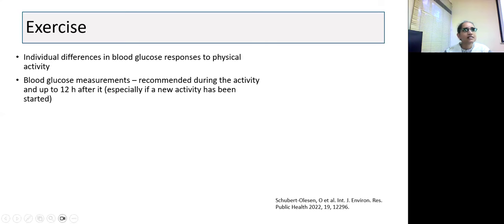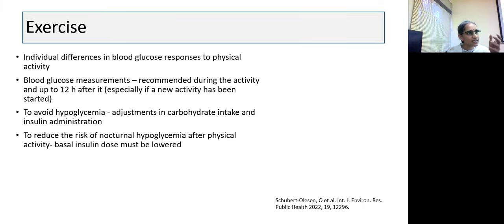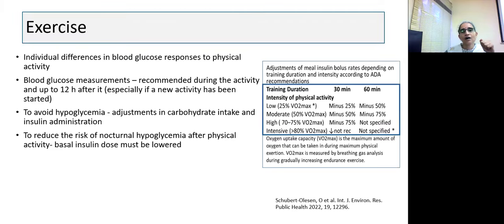So when it comes to exercise for type 1 diabetes, again, that is a challenge, because when they exercise, the glucose levels can go down, and hypoglycemia can occur as a delayed effect as well. They can have delayed hypoglycemia even up to 12 hours after an exercise. So in order to avoid this, we often tell them to take extra carbohydrates or give them lesser doses of insulin prior to the exercise.